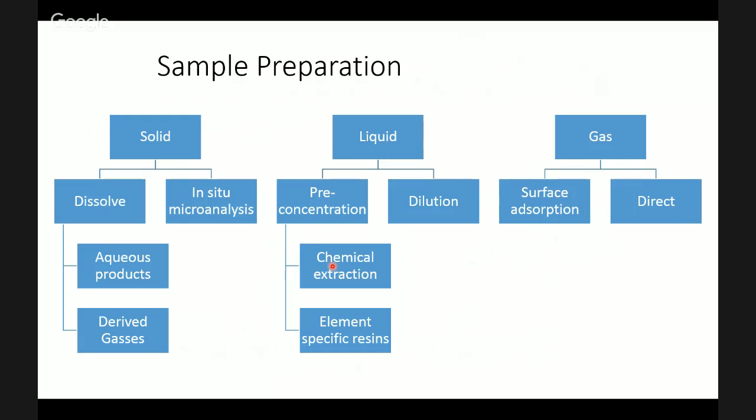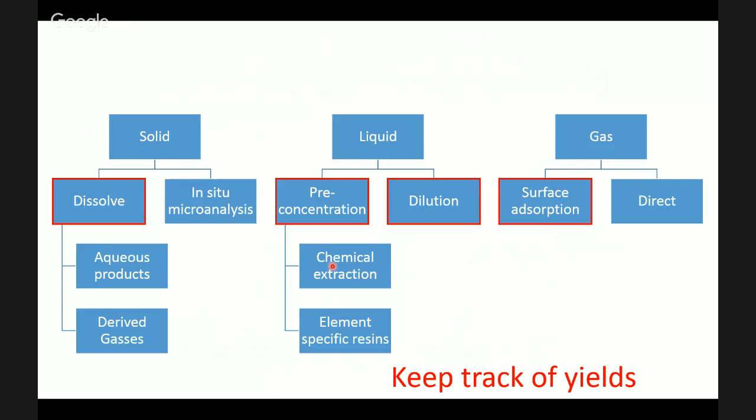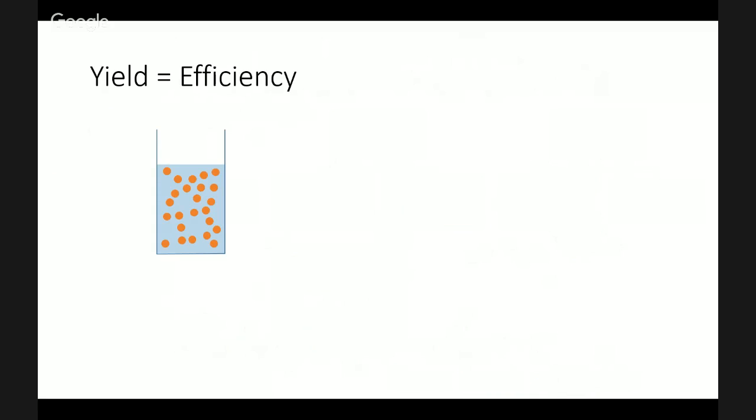Now, the problem if we do any of these things is that anything that we do to the sample, we might lose some of the element we're interested in. And if we lose some of the element we're interested in, then our final concentration will be too low. So it's very important to keep track of the efficiency of all of the chemical processes that you do to your sample before you analyze it. And this is quite often referred to as the yields of the things that we do. So this is kind of an example.